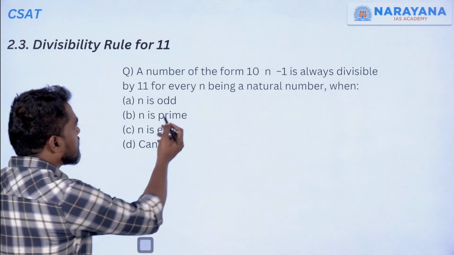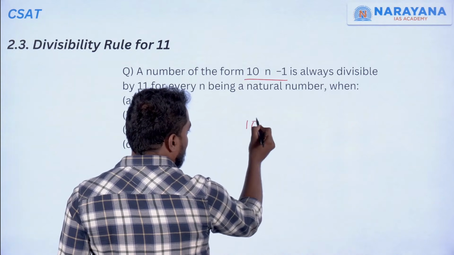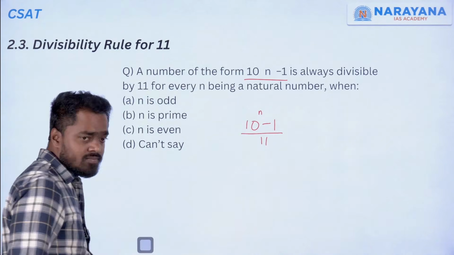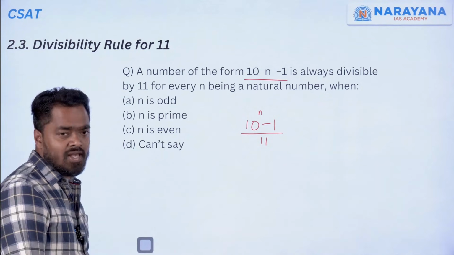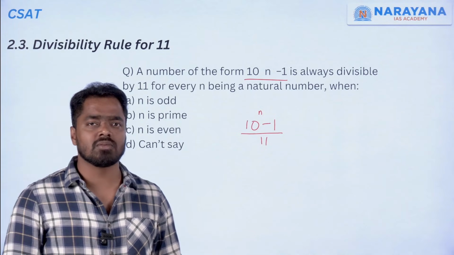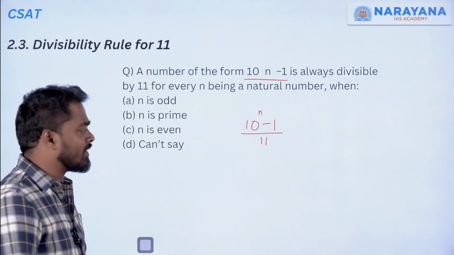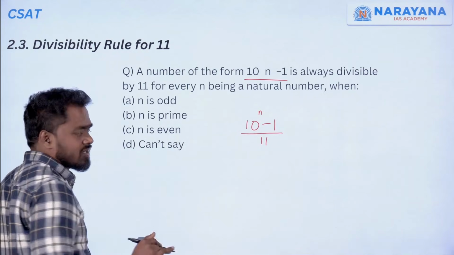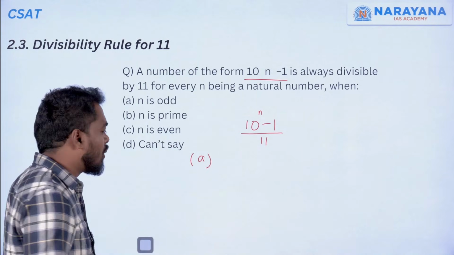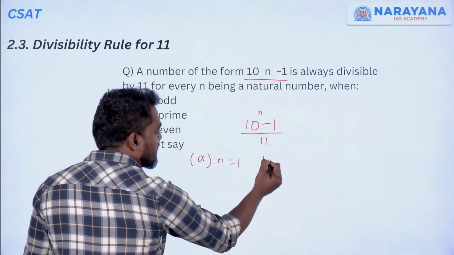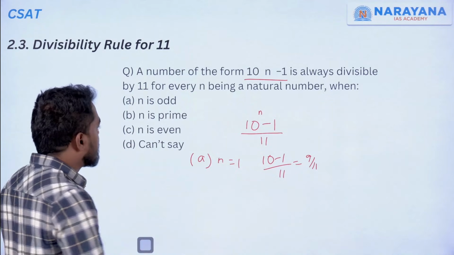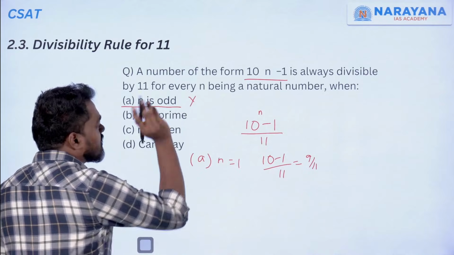Okay, let's try to solve this. So what is the number given? 10 to the power n minus 1. They are saying that it is divisible by 11. So what are the possibilities for n? Whether n is an odd number, prime number, even number, or can't say. So in these kinds of problems, the simple trick is to try to put some values. So go through the options. The first option is, if n is an odd number, for example, if you take n equals 1, so what will be 10 minus 1 by 11? That is 9 by 11, that is not divisible by 11. So n is odd number is incorrect.